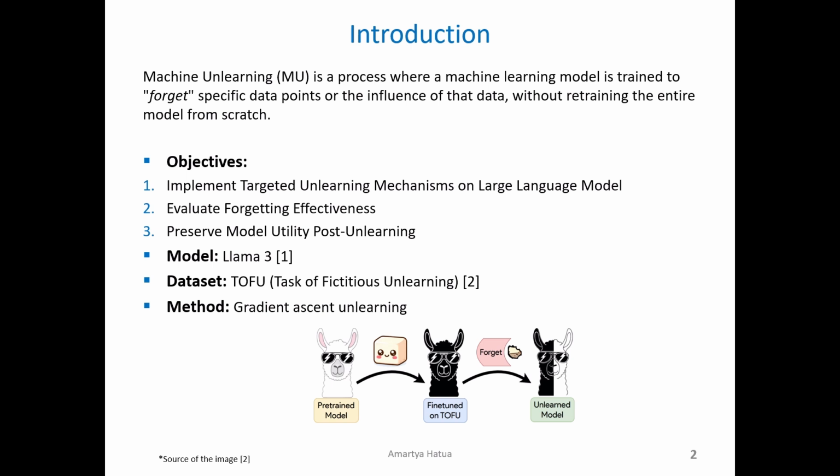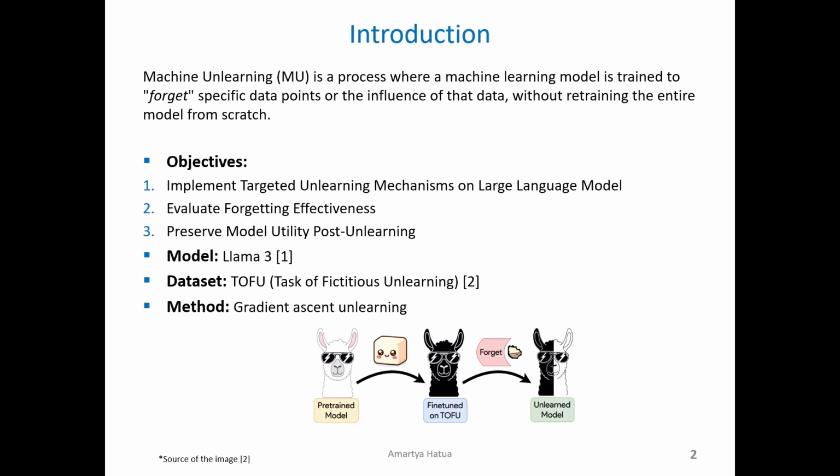The image here clearly depicts the entire objective of this project. First, we are downloading a pre-trained Llama 3 model. Then the model is fine-tuned using the TOFU dataset. We use the entire dataset at the beginning. Then a selected part of the dataset, which is labeled as the forget dataset, is further used to fine-tune. This part is what we are calling the unlearning process. And once that is done, the unlearned model is ready.